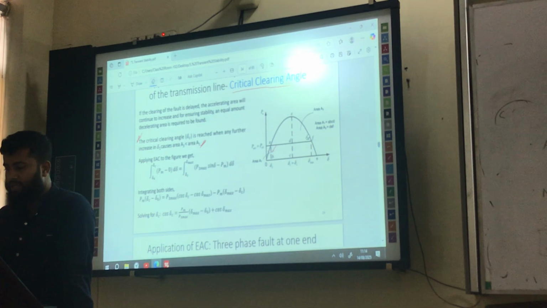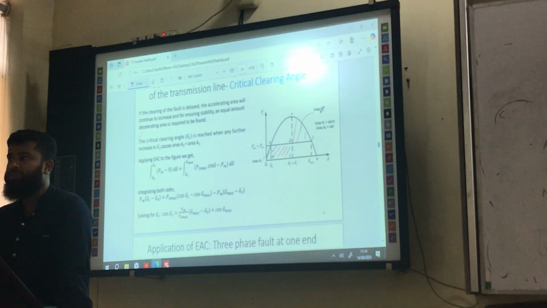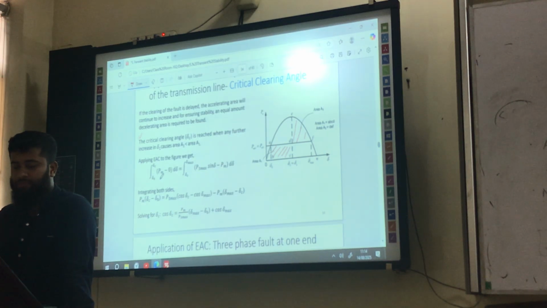Now this is the concept of critical clearing angle, but how can we calculate it? Again, we have to apply the same theory that we did in the last concept. We know that this is the limiting case. In this case, this area will be exactly equal to this overall area, right? So area A1 is equal to area A2. So what is area A1? A1 is the area between these two terms. It is P equals 0 and this is PM, right? That means we will take 0 minus PM.